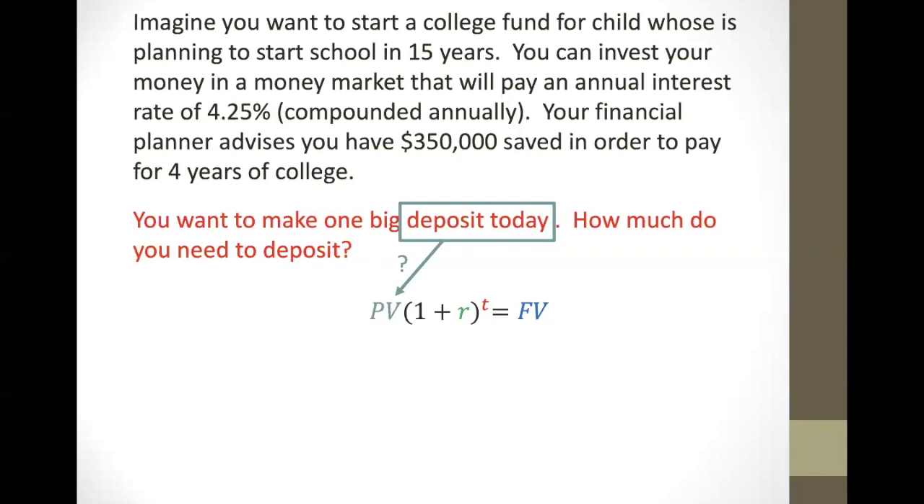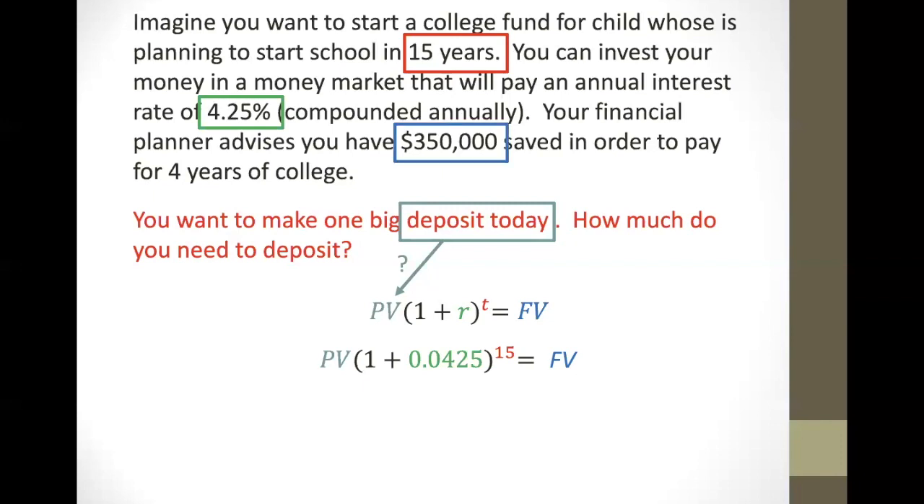So hopefully we have values for r, t, and the future value, and the only unknown is the present value. So if we read through the problem, they're going to start school in 15 years. So let's think about where we should slot the 15 years. That 15 years is the time, so that goes in for the power. And this annual interest rate of 4.25% gives me my value for r. And remember, I'm going to convert that to a decimal. And finally, this $350,000, that's what I need to have in 15 years. And so the only remaining unknown at this point is the present value.